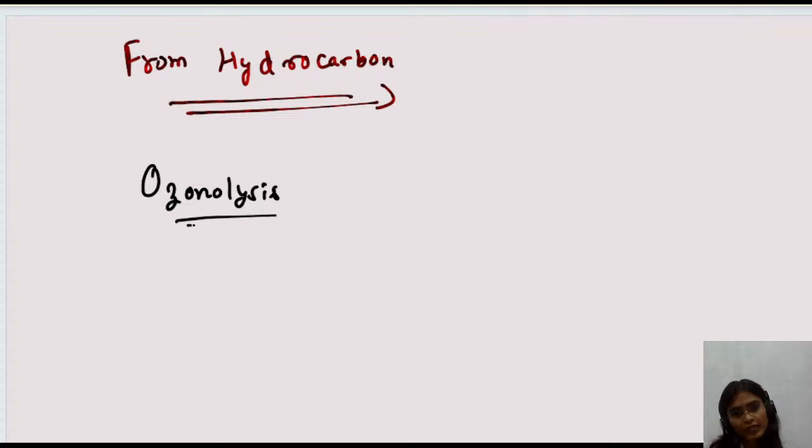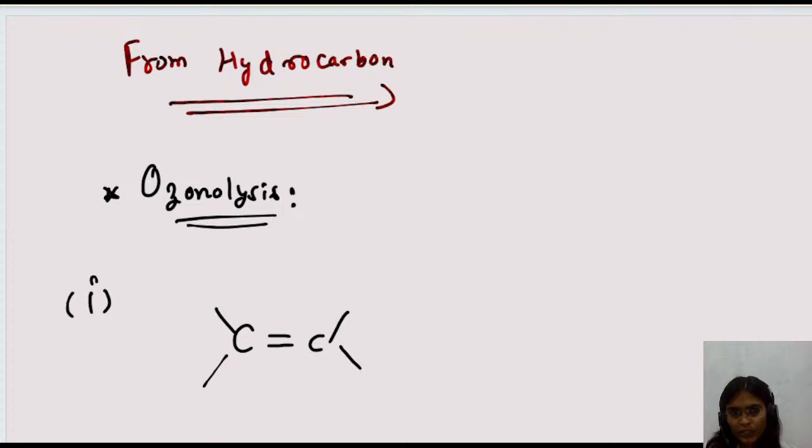The method name is ozonolysis. As the name suggests, obviously we are going to use ozone there. So let's see how the reaction is going to happen. Now we are in 12th class, so don't worry about the mechanism; the mechanism is only for the 11th class. So you have some kind of carbon-carbon double bond. This is a general mechanism. We are using ozone, so let's see how it works.